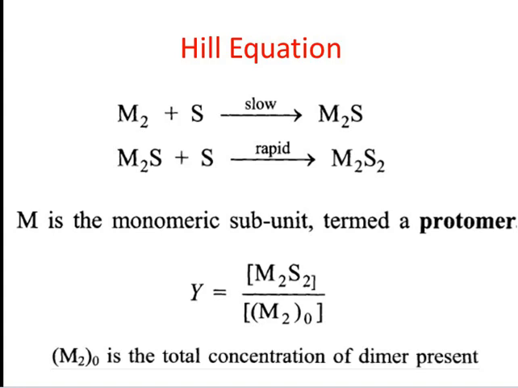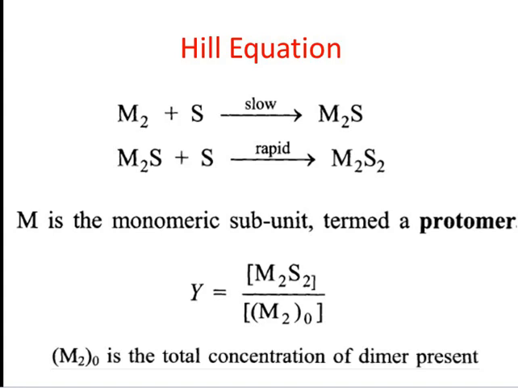So the reaction sequence is M2 plus S will convert into M2S with a slow process, or M2S plus S will convert into M2S2 with a rapid process. Here M is the monomeric subunit termed as protomer, and M2 is the dimeric protein. If the increase in affinity is sufficiently large, M2S will react with the S almost immediately it is formed. Under these conditions, concentration of M2S2 is very high compared to the concentration of M2S.